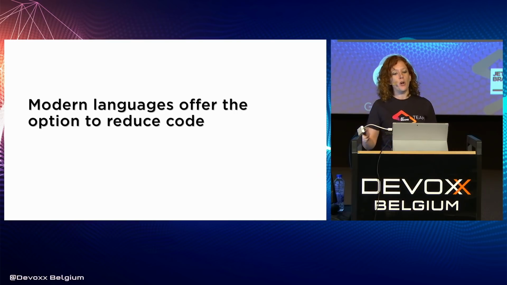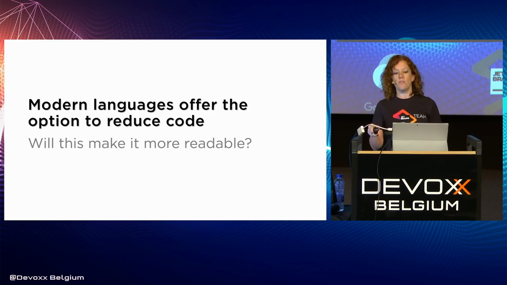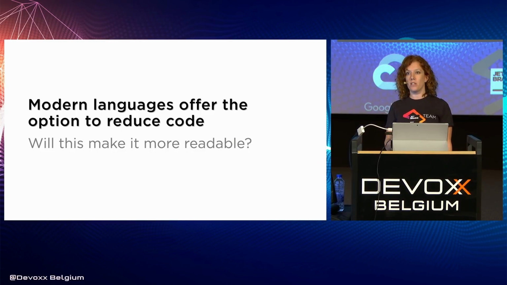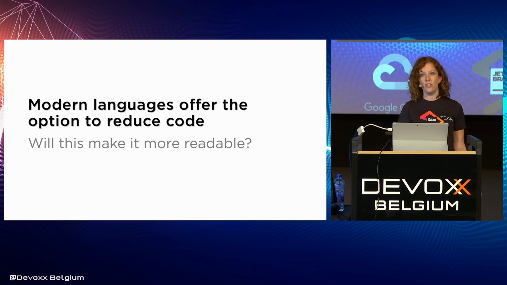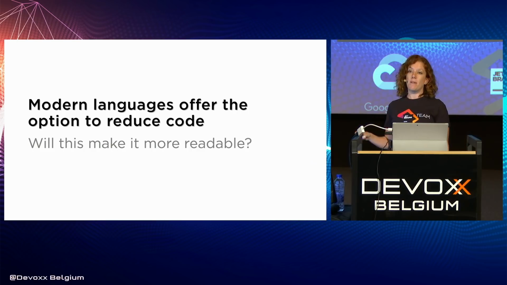Modern languages offer the option to reduce code. And we have to always be asking ourselves, does reducing the code actually make it more readable or not? That's our call as a developer. That's not something for the IDE to do. That's not something for the language to do. We have to make a decision, does this actually make the code more readable or not?